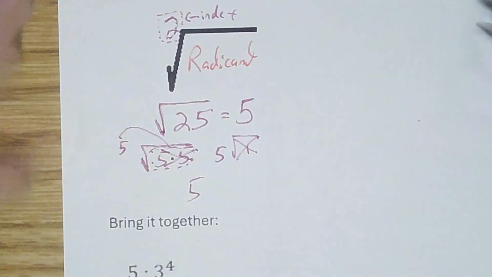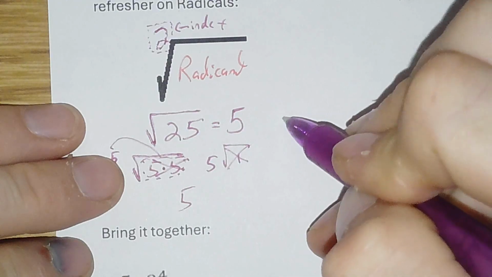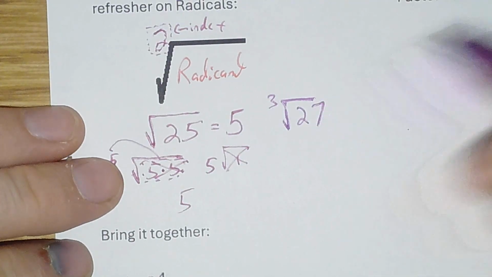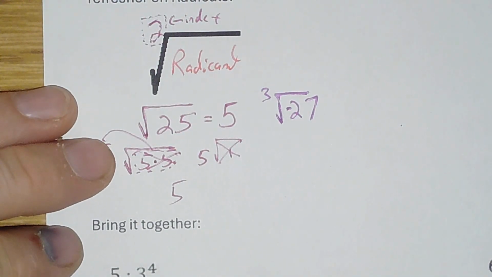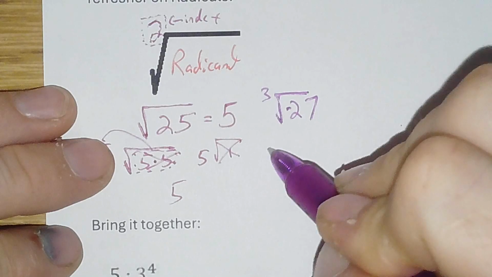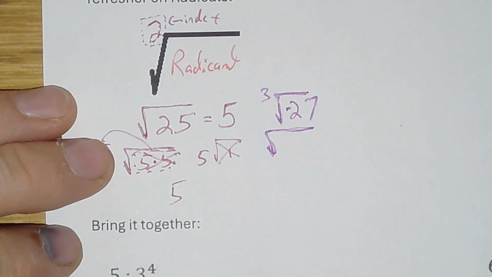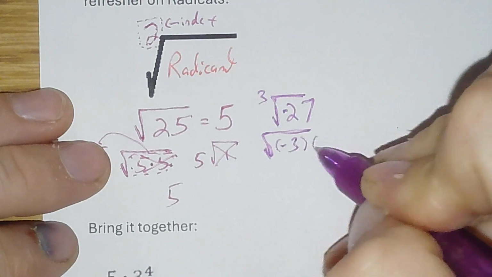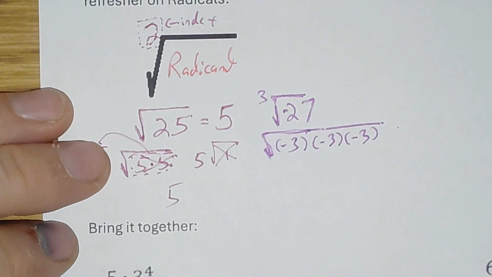Another way to think about it, and the reason I say that is it'll be a little bit more obvious if I ask, what is the cube root of negative 27? Well, in order to get negative 27, I need 3 negative numbers that, when multiplied together, give 27, and they have to be the same number. Well, 3 times 3 times 3 is 27, but if I take negative 3 times negative 3 times negative 3, I will get negative 27.